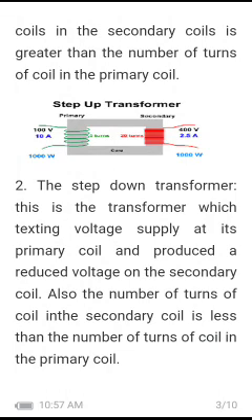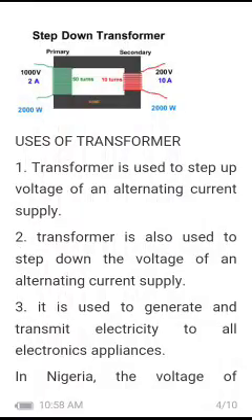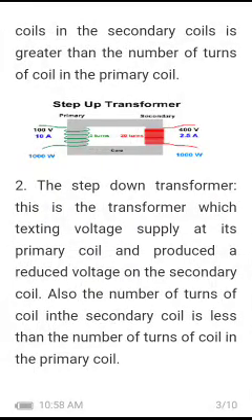So with that, you will see that as the voltage is increasing, the current is reducing, and the number of turns of coil on the secondary coil is increasing.